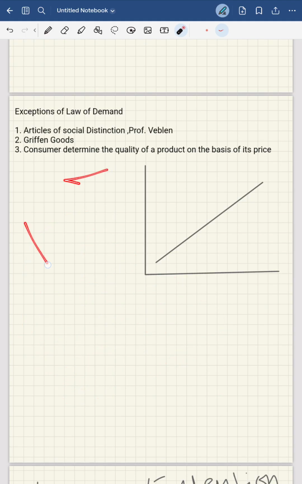In that case, when the price is more, people will say that more quality is there, so they will demand more. In that case, our demand curve will be upward sloping. We can say that here the law of demand fails.